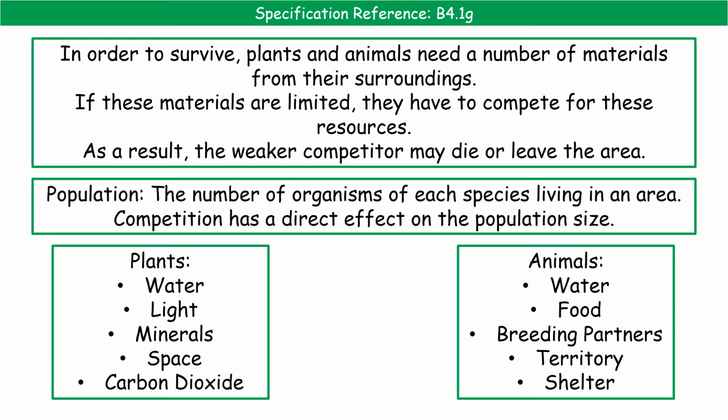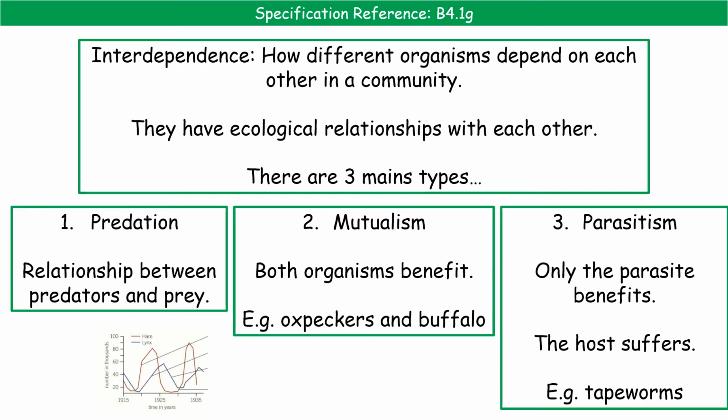We're going to need to know this word population here. When we refer to the population in biology, we're talking about the number of organisms of a particular species living in an area. And competition is going to have a direct effect on that population size. When we think about how these different organisms actually interact with one another within their community, then what we're really talking about is this idea of interdependence.